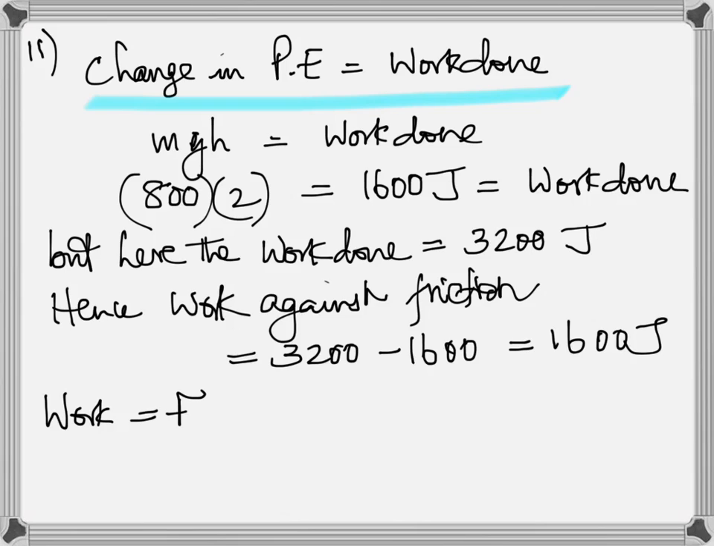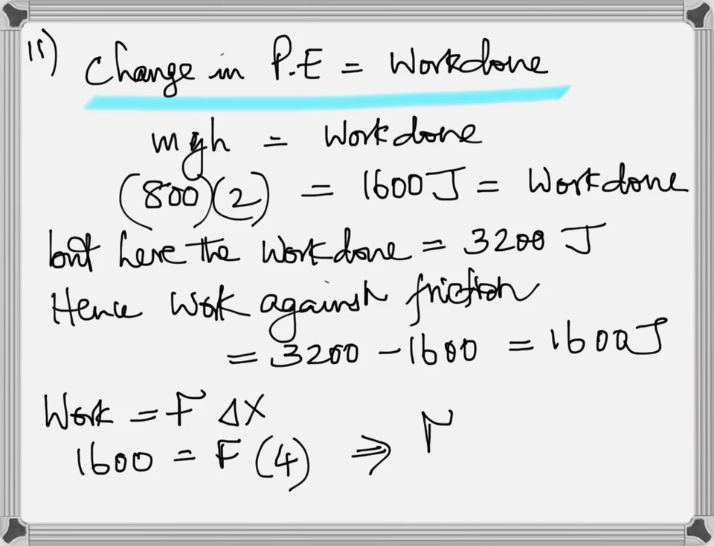So work is equal to force times displacement. 1600 is force times displacement, which is 4 meters because the plane is 4 meters long. Therefore, you divide and you get 1600 divided by 4, which is 400 Newton. That's it. Newton.